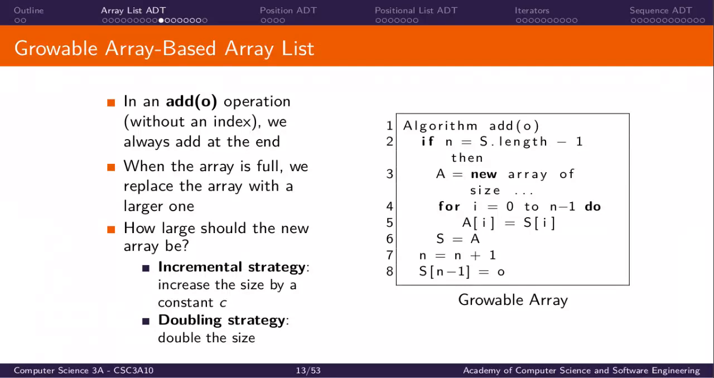How large should this be? We have two options for this. We can either incrementally add a constant number of additional spaces, or we can double the size of our array. Which do we think is better? Which will have a better performance? Doubling the array each time, or incrementally adding a fixed amount of new spaces each time?